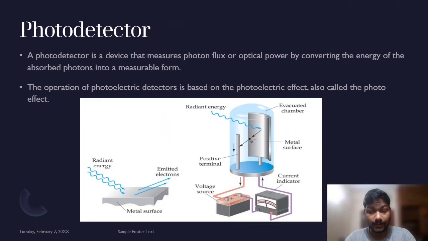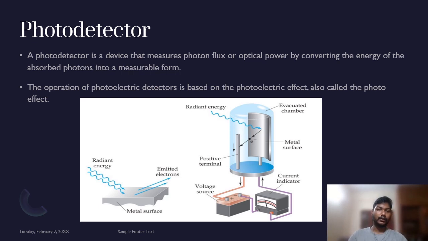So after LED and laser diode, photodetector is another application of optoelectronic devices. A photodetector is a device that measures photon flux or optical power by converting the energy of the absorbed photon into a measurable form. So what basically a photodetector does is that it measures the photon flux. The operation of photoelectric detectors is based on the photoelectric effect, also called photoeffect.